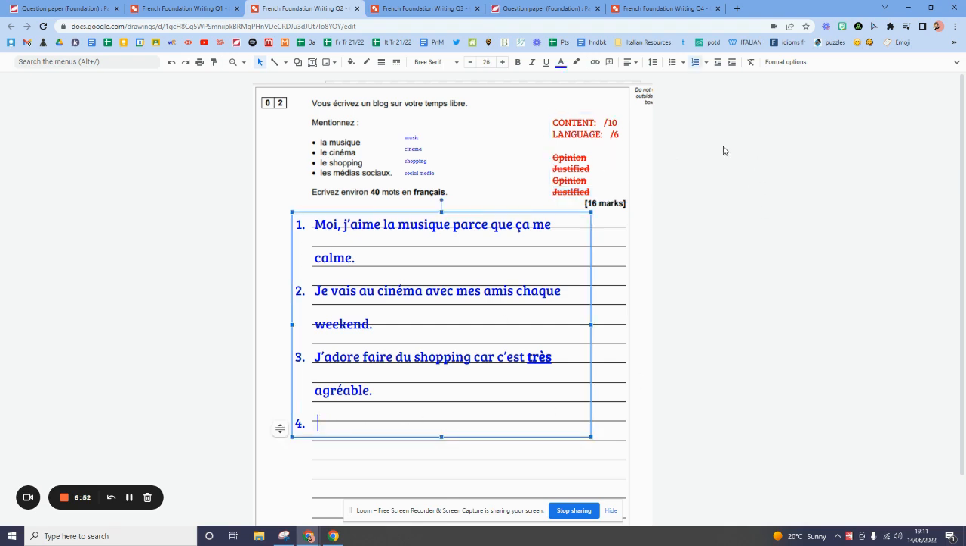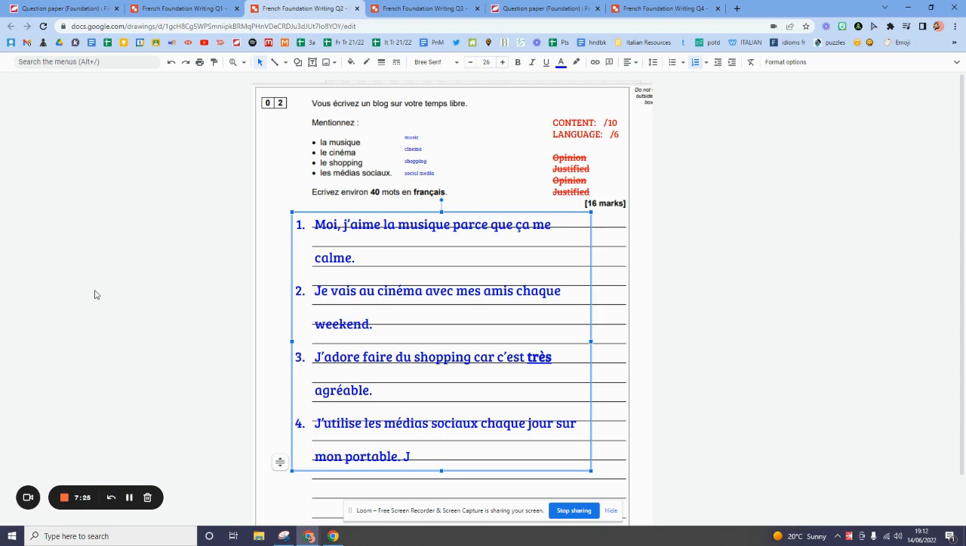And now, looking back at the top here, I've still got to get my 10 out of 10 for content. I've still got to do bullet point number 4. I knew that would delete that. Whoops. Okay, les médias sociaux. I use social media every day. J'utilise les médias. And again, I'm copying the spelling in the question. I have no excuse. This is where I'm going to proofread later and check I've spelled it correctly. J'utilise les médias sociaux chaque jour sur mon portable.